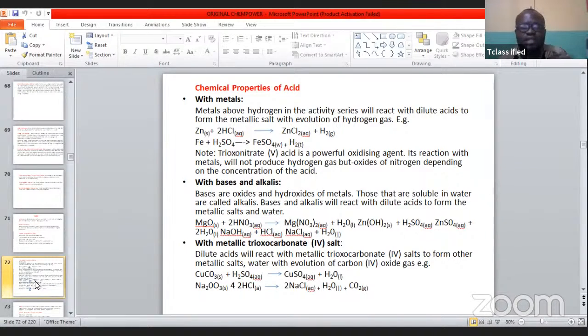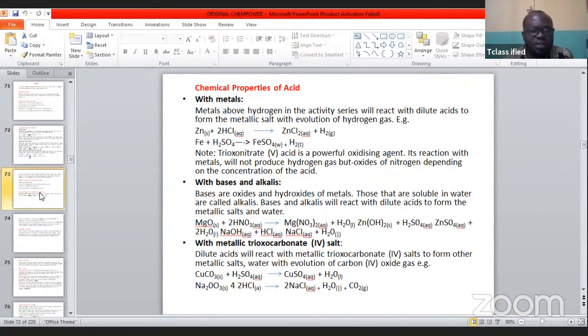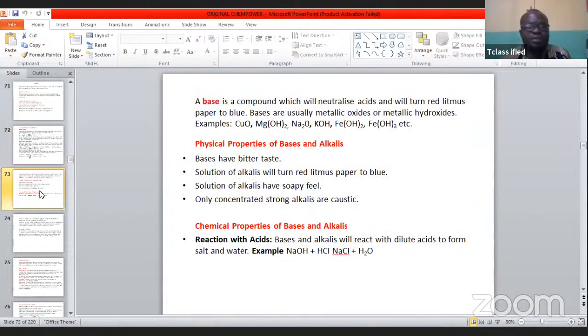So what are the chemical properties of acid? Metals above hydrogen in the activity series will react with dilute acid to form metallic salt, okay? Bases are oxides and hydroxides of metals. So we're going to be looking at all these with metals. They have their own reaction with metallic carbonates as well. Okay, I don't want us to dwell much on the notes.